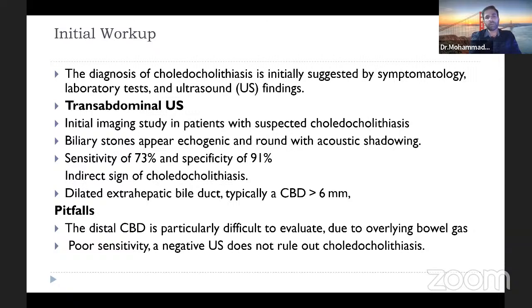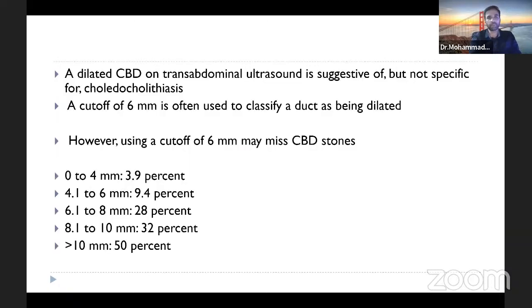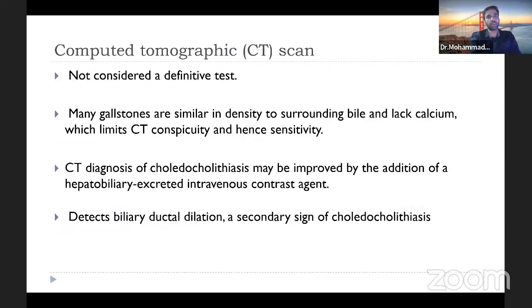But there's a pitfall of ultrasound. It has poor sensitivity because of overlying bowel gas. A negative ultrasound usually does not negate the presence of choledocholithiasis. This is the ultrasound picture. But in the presence of a dilated CBD, we should suspect that there is a stone. As we can see, a patient with a bile duct greater than 10 mm has a 50% probability of having stones in the presence of gallstones.